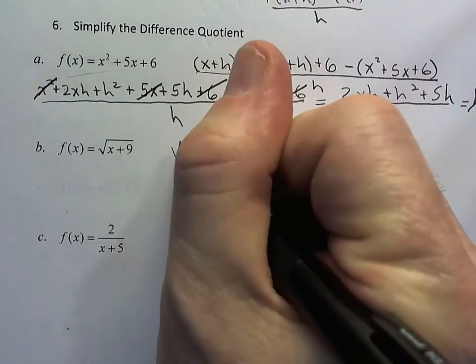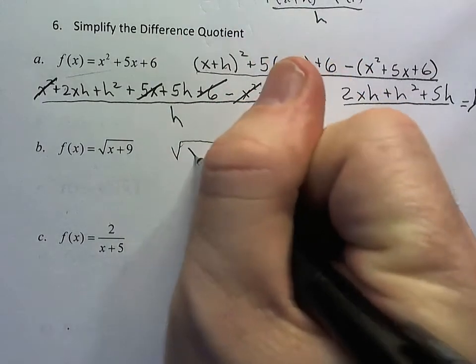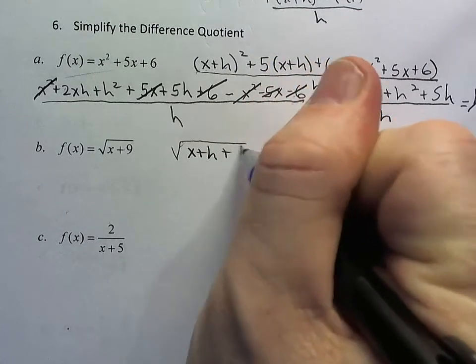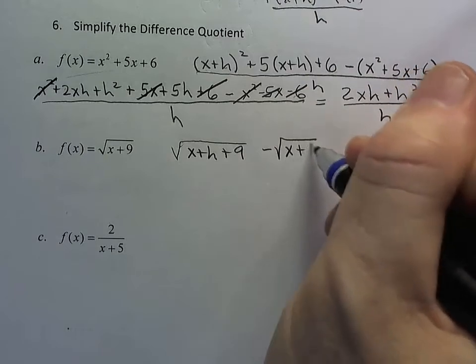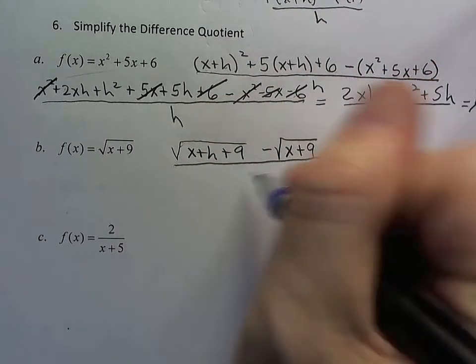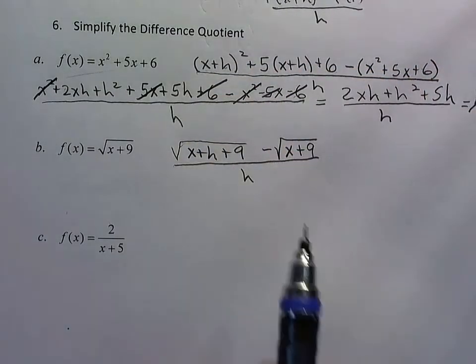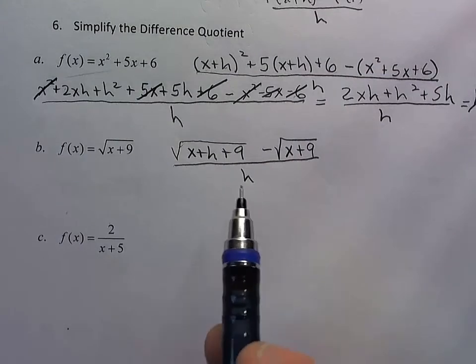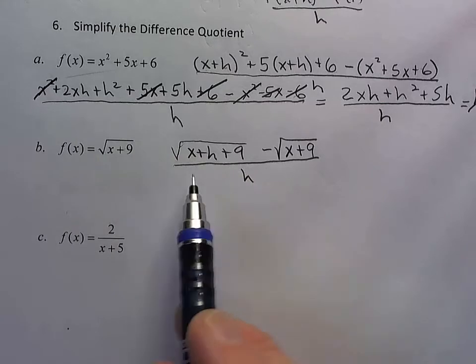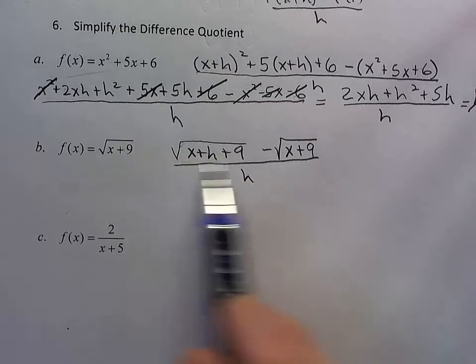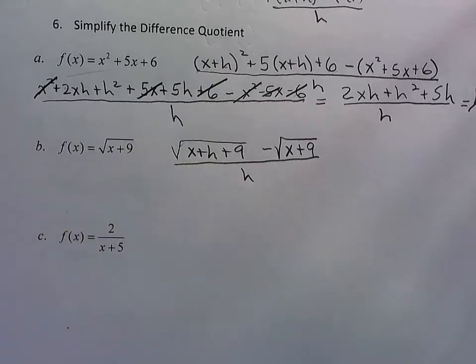Okay. So we have the square root of x plus h plus 9 minus the square root of x plus 9, over h. See? All I did was put in place of the x plus h plus 9 minus, so this is f of x plus h minus f of x all over h. Okay? Any questions about that?